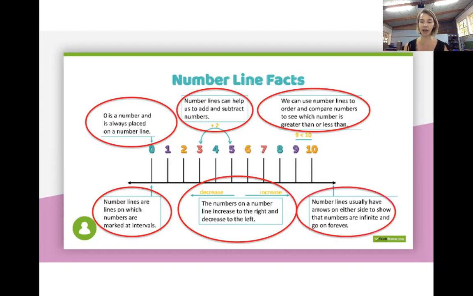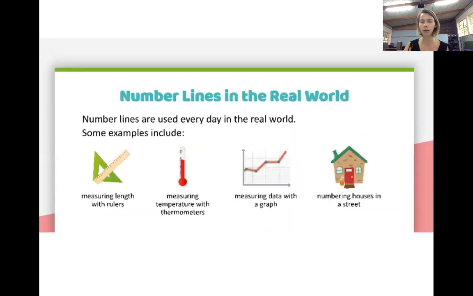Number lines usually have arrows on either side to show that the numbers are infinite and go on forever. So we know that even past 10, the numbers keep going, and they can go on until 1 trillion. And then we have an arrow here, which you might be thinking is a bit of a weird thing, but there are numbers that do come before 0, but don't worry about that now. You can worry about that when you move on to the higher grades.